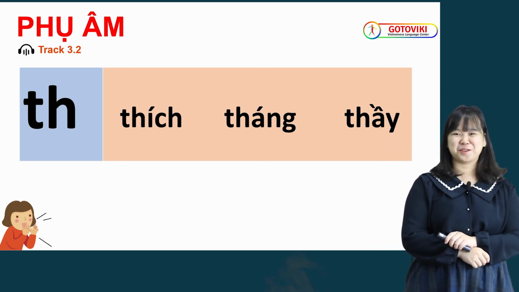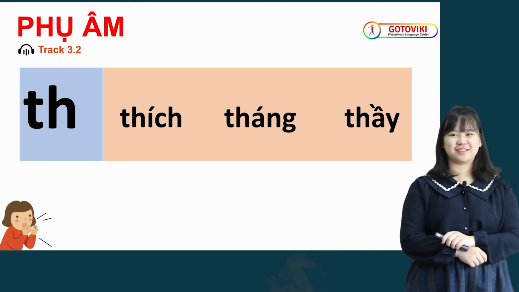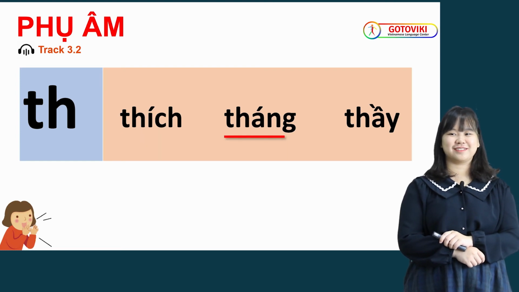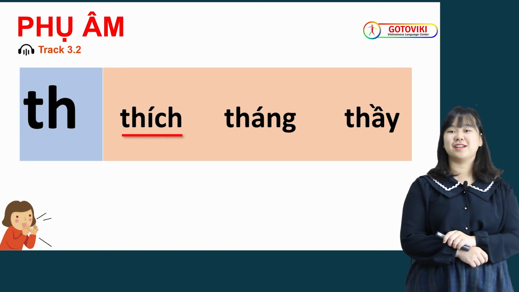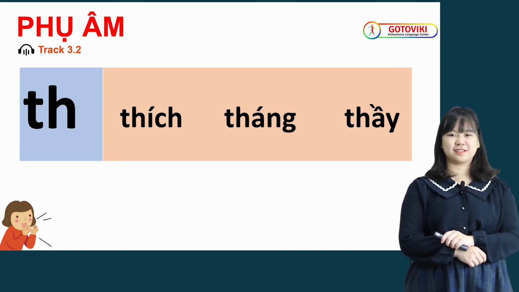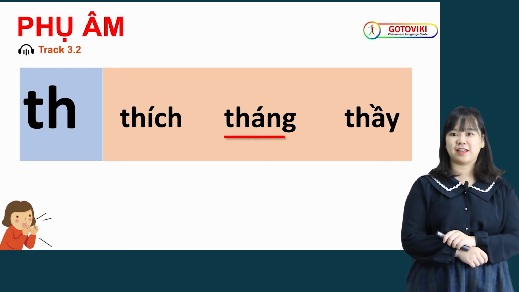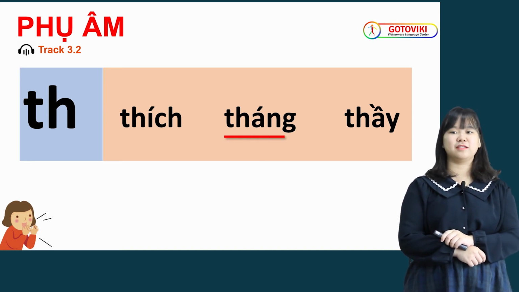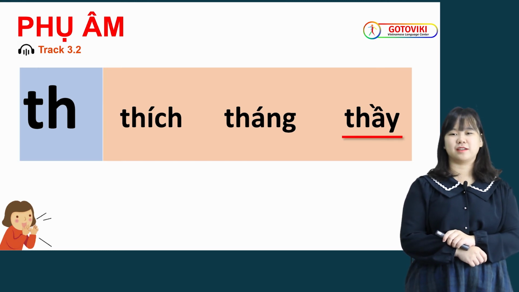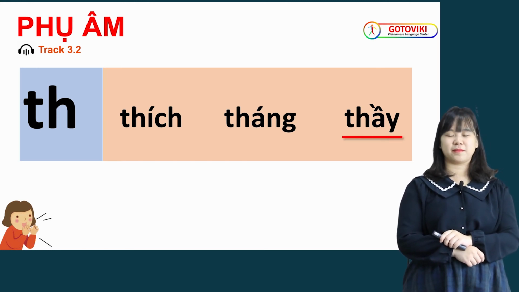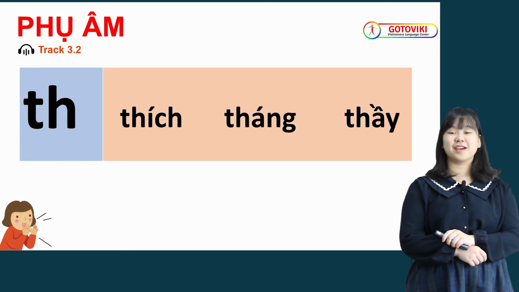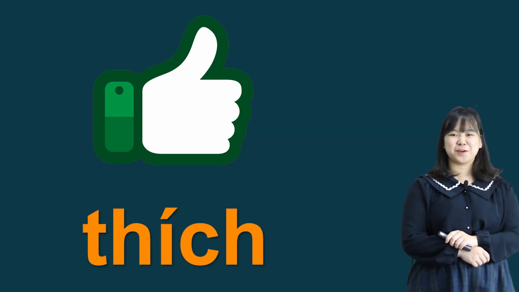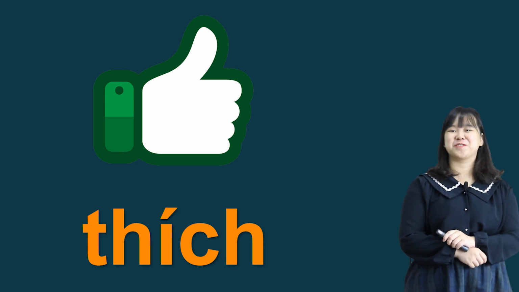This is the consonant thơ. Repeat after me. Đọc theo mình nhé. Thơ, thơ, thơ. For example, thích, tháng, thầy. Thích, thích, thích. Tháng, tháng, tháng. Thầy, thầy, thầy. Thích in English means to like, to enjoy something or someone.